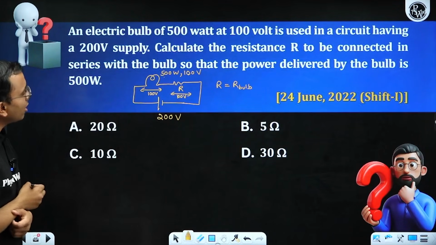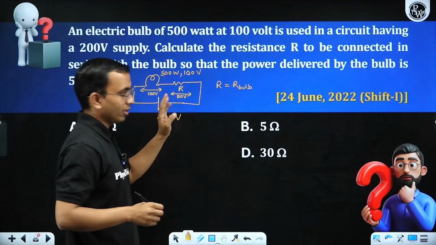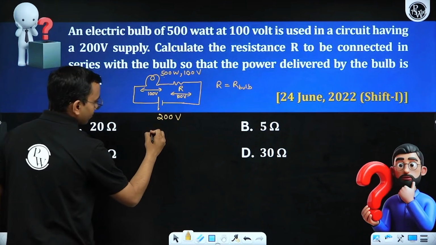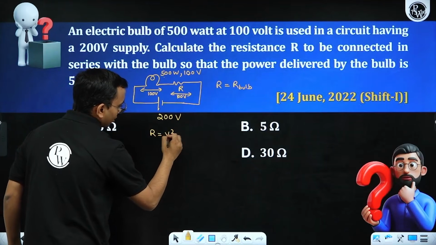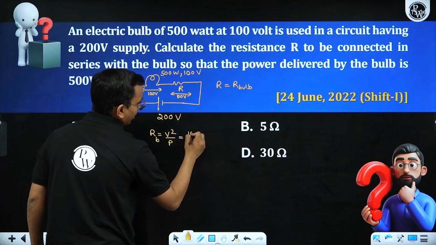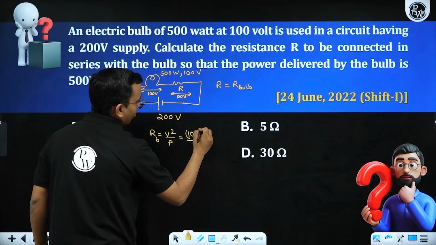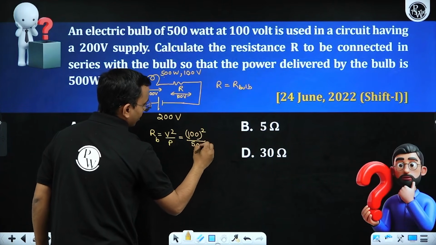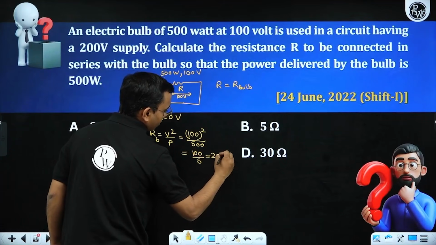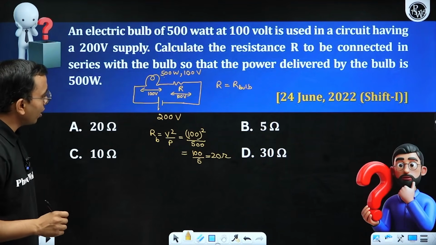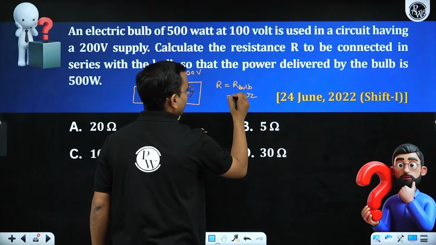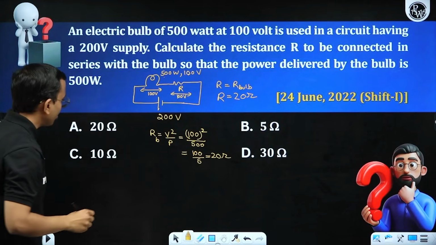What is the resistance of this bulb? Power is given, voltage is given, so I can use the formula V square by R is equal to P. So R is equal to V square by P. This is the resistance of the bulb. V is 100, so 100 square divided by P, which is 500. This becomes 100 divided by 5, which is 20 ohm. So this is 20 ohm, so this should also be 20 ohm. So I got this R also to be 20 ohm.